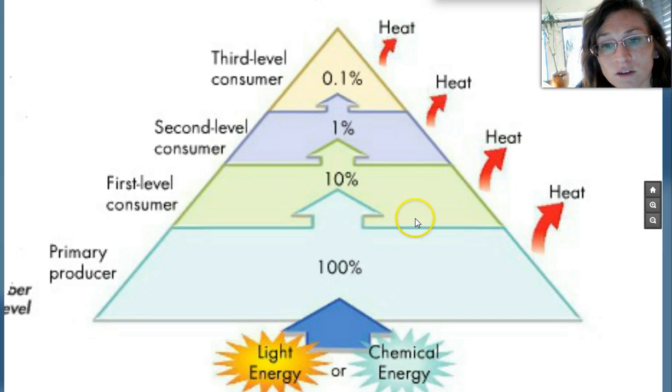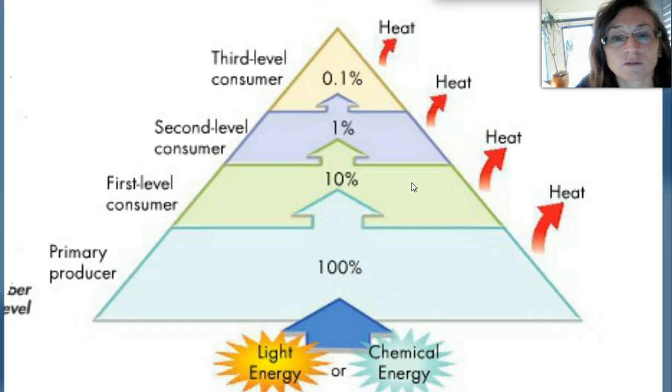So you will notice that as you go up in the trophic levels, there are less and less organisms because they need more energy to survive, so there's usually less of them around in an ecosystem.